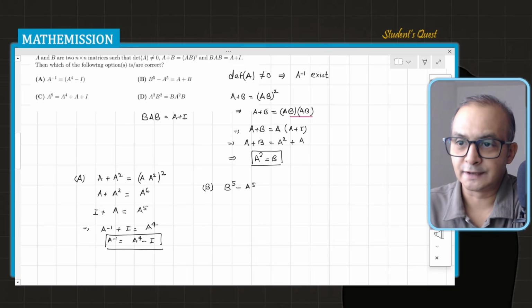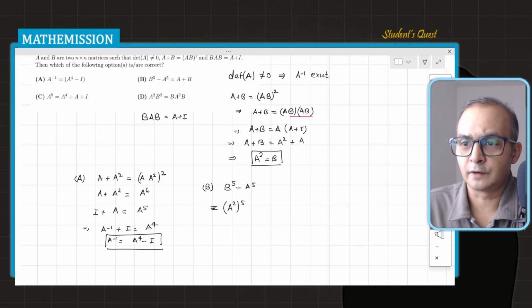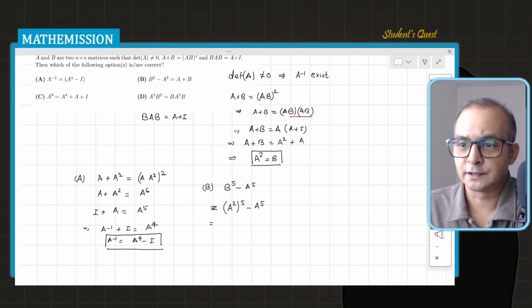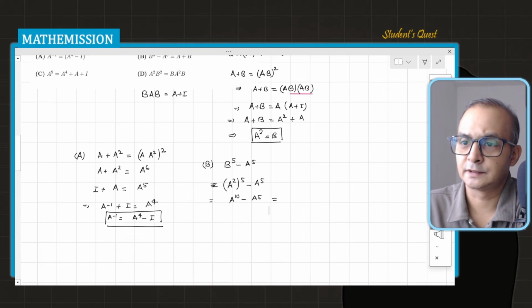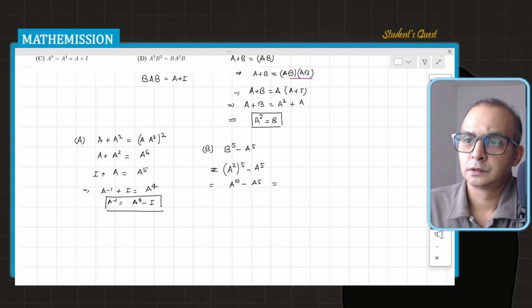So what we can do, let's see. B is A squared, so B to the power 5 is (A squared) to the power 5 minus A to the power 5. A squared to the power 5 is nothing but A to the power 10 minus A to the power 5. And A to the power 5 I can write as I plus A. Or we can take A to the power 5 common from there. So A to the power 5 is out, and I can write here A to the power 5 minus A.